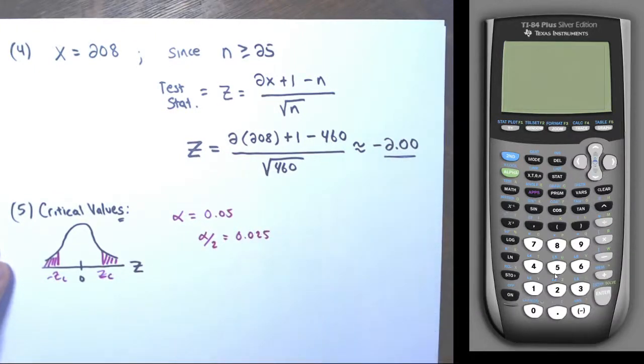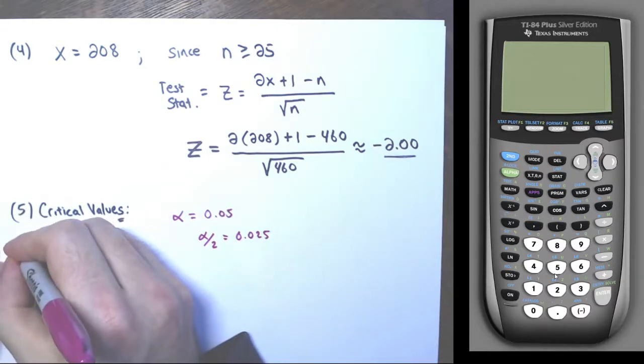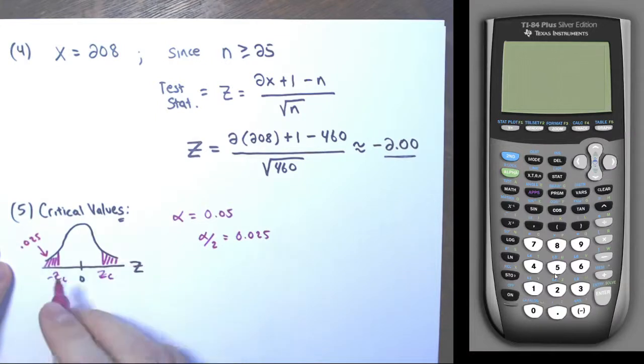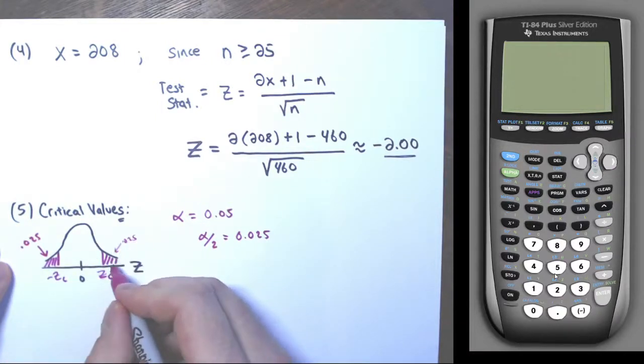0.025, and that's the area in both these tails, right? 0.025 to the left of that value that I'm going to find, and 0.025 to the right of that value that I'm going to find.